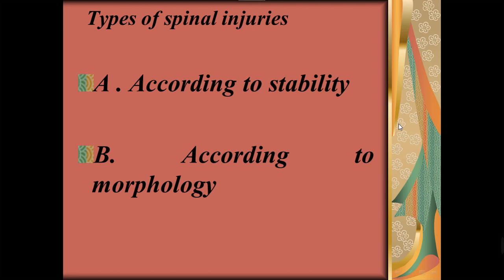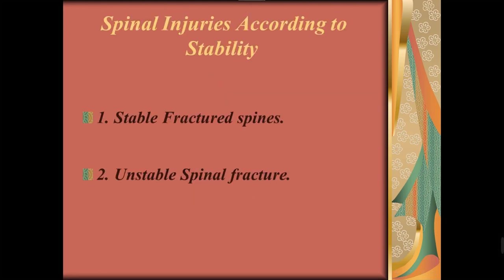The types of spinal injuries, we are classifying them according to the stability or according to morphology, as you are going to see now. According to stability, we classify fractures of the spine either to be stable fractures or unstable fractures. What do you mean by stable or unstable fractures? This will affect not only the pathology, not only the presentation of the patient, but also how we are going to manage these fractures.